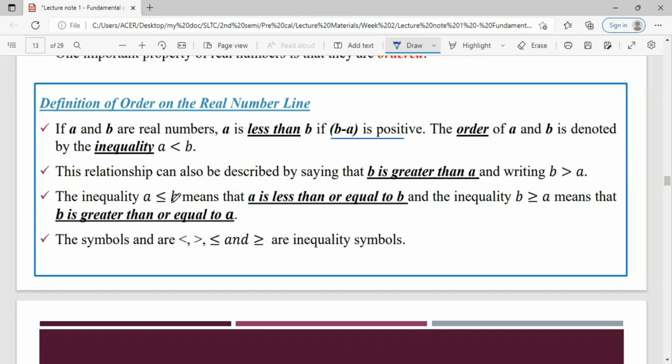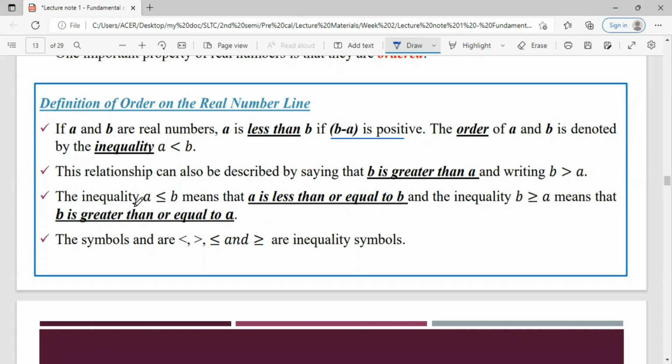The inequality A less than or equal to B. So we know that this symbol means A is less than or equal to B. If we have this sign, we call that one less than. But if we have this line, we call it less than or equal, right? And then the inequality B greater than or equal to A. If we have this sign, we call that one B greater than or equal to A. This one is A less than or equal to B. This one is B greater than or equal to A.